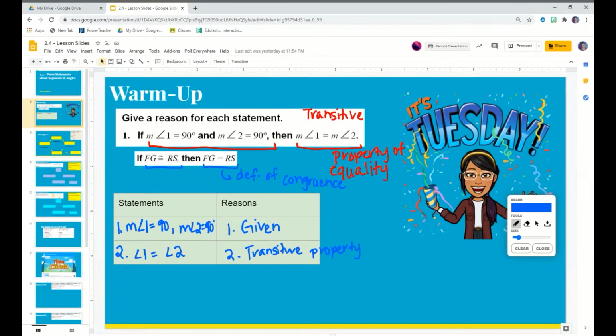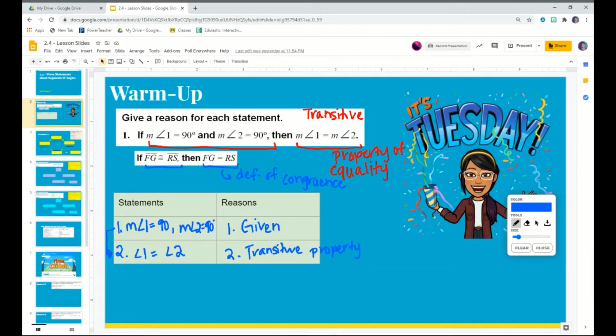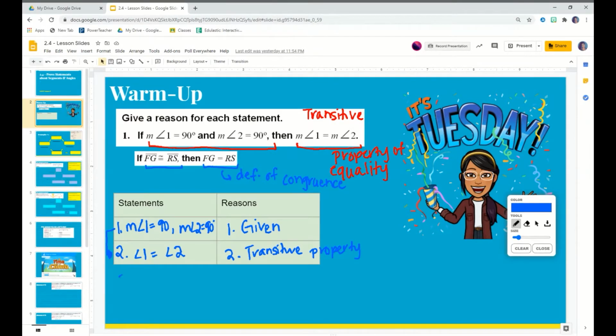Okay, so the if-then statement, when you're organizing it into the T-chart, the if part, the condition is one statement, and then the conclusion is the second statement. Okay, the same thing, I can keep going and write if FG is congruent to RS, and this is actually just given. That's something that's given by the statement. Then you can say FG, the fourth statement would be that they're congruent. And the reason would be the definition of congruence.